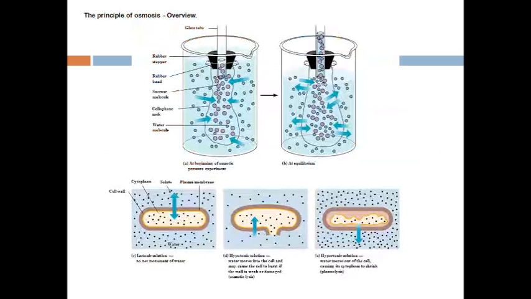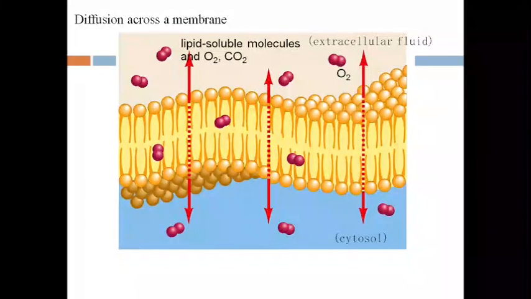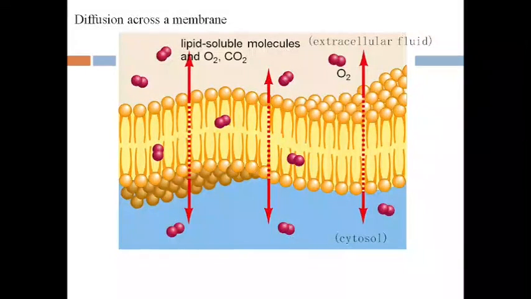Then comes passive transport. Passive transport happens across the membrane and it does not require input of metabolic energy. The rate of passive transport is proportional to the concentration gradient of the solute molecule across the membrane. So there are two types of passive transport, simple diffusion and facilitated diffusion.